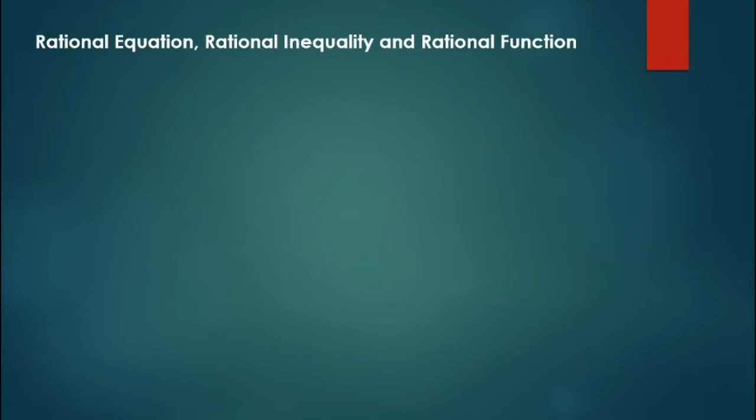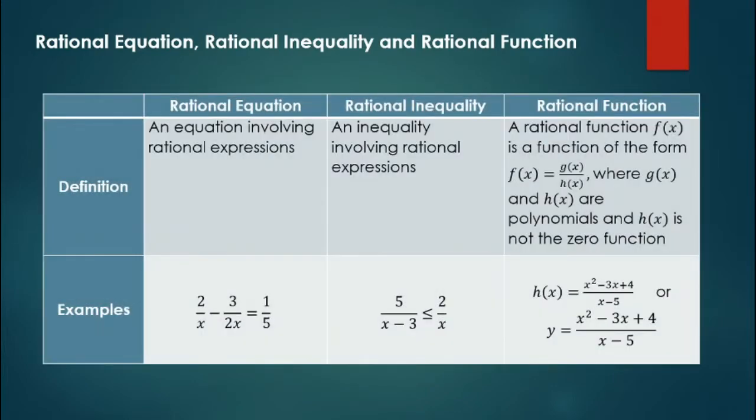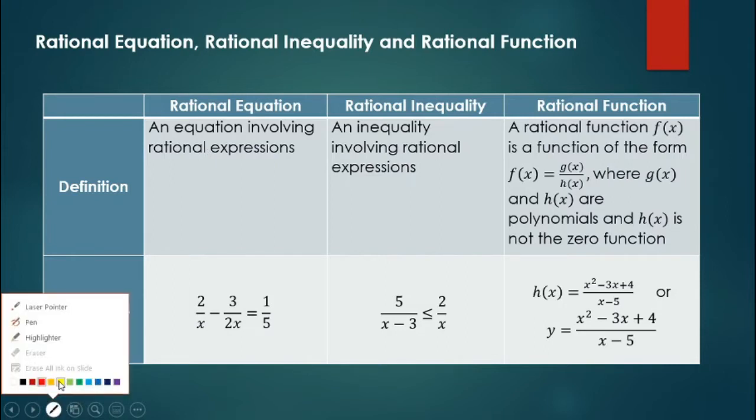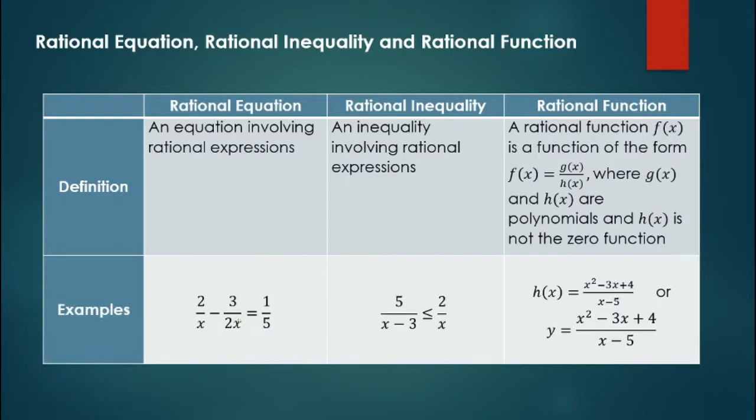So what are the differences between rational equation, rational inequality, and rational function? So these are the differences. For the rational equation, it is an equation involving rational expressions. So example po niya, ito. So, ang palatandaan lang po natin for the rational equation is that meron siyang equal sign. So, pinaghihiwalay niya ang dalawang expression using equal sign.